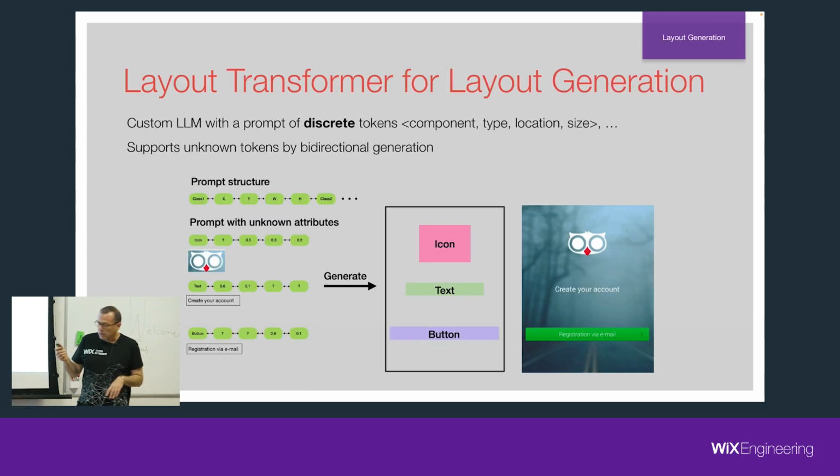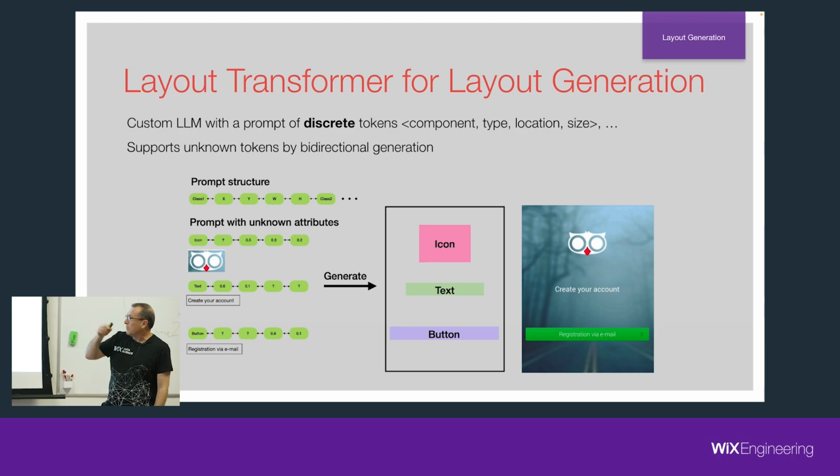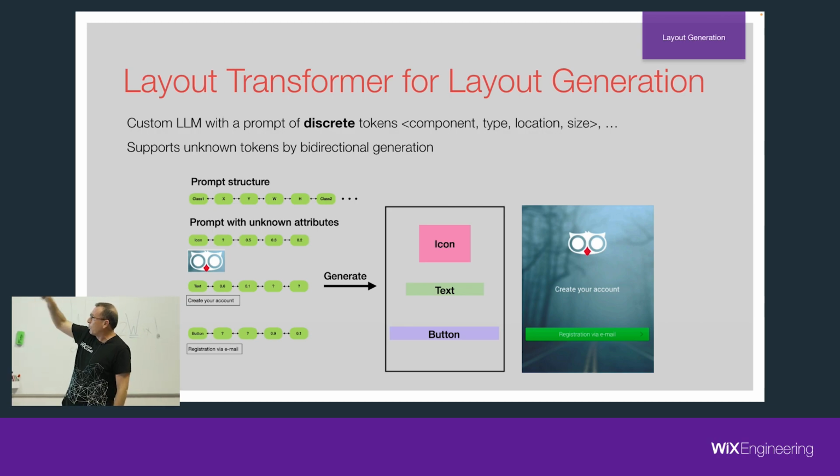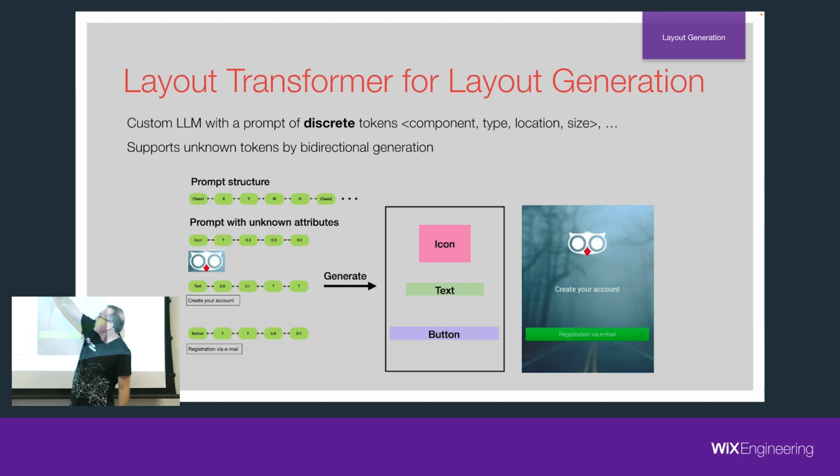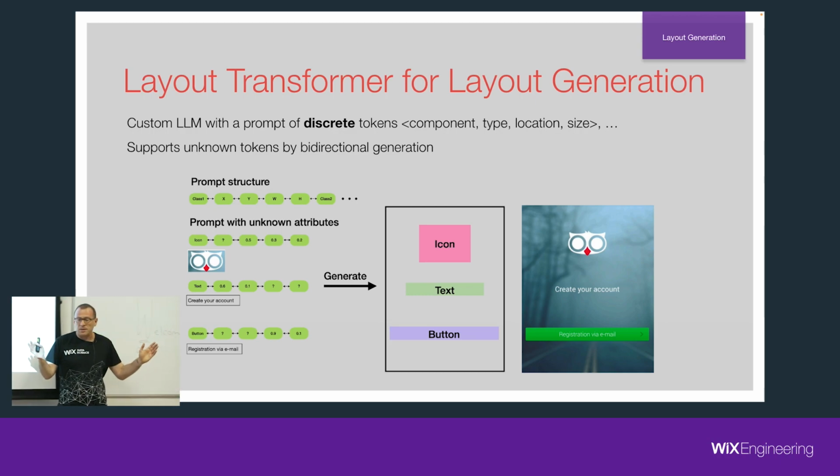Let's make it a little more concrete and look at a state-of-the-art layout transformer. Again, we're seeing the word transformer. You can think of it as a custom large language model designed to generate layouts. This model accepts a very specific prompt as input: for every component, its type, location, and size, and we repeat this for each component we have.